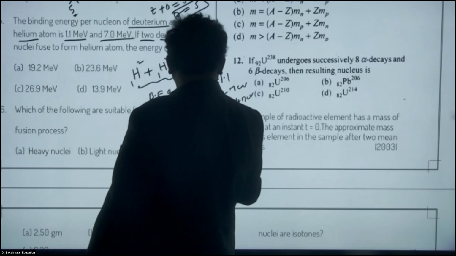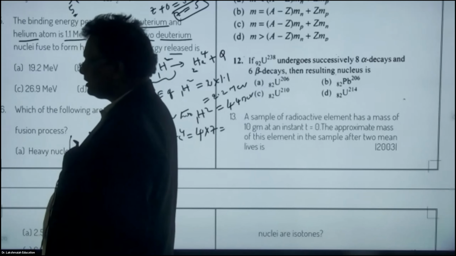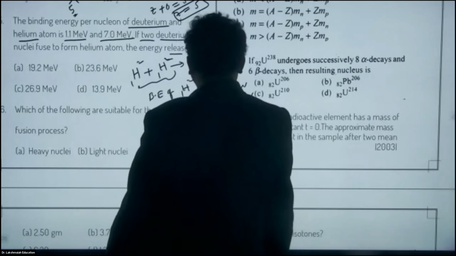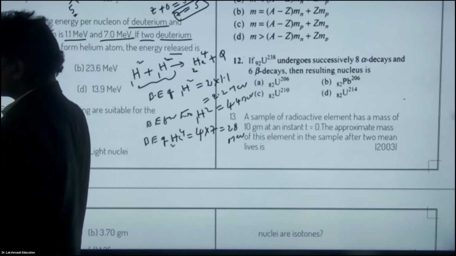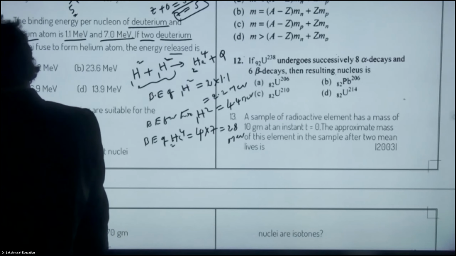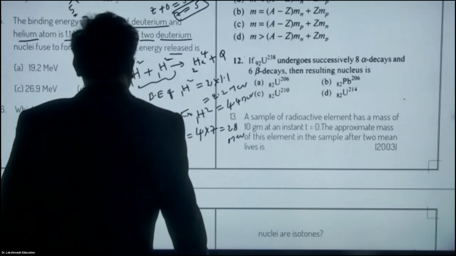Four into 7. That is equal to 28 million electron volt. 28, yes, sir. How did you get this 7?